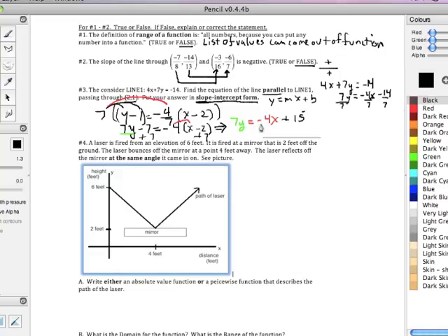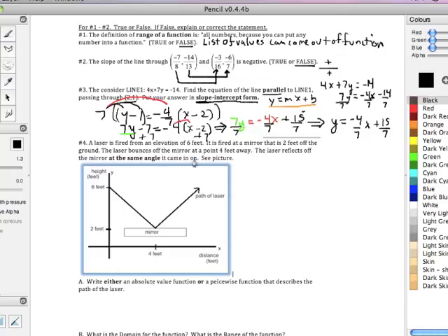Dividing everything by 7 to get it in this final form. Do it in orange. We're still gunning for that form. 7 divided by 7, we get y is equal to -4/7 x plus 15 over 7.